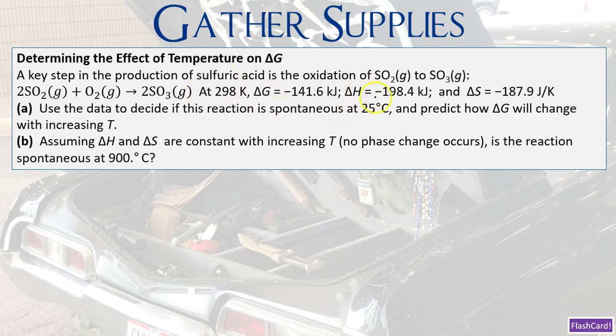Next, they give us the values of delta H, which is negative, and delta S, which is also negative. They tell us, using the data they want us to use for letter A, the data to decide if this reaction is spontaneous at 25 degrees Celsius and predict how delta G will change with increasing temperature. Next, for letter B, they want us to assume delta H and delta S are constant. So we're going to use the same numbers that are given with increasing temperature, meaning no phase change occurs. Is the reaction spontaneous at 900 degrees Celsius?